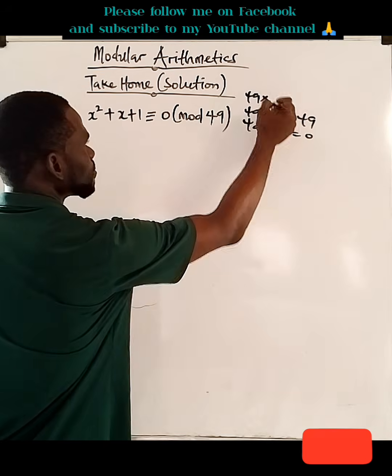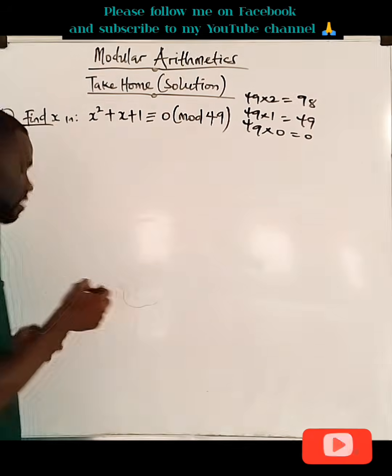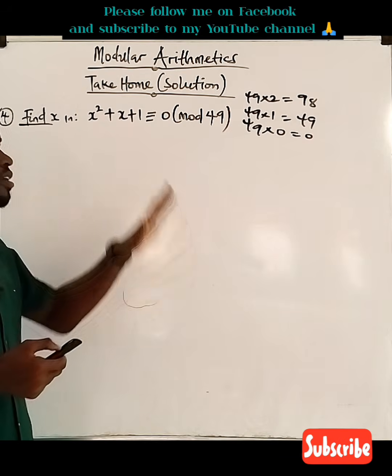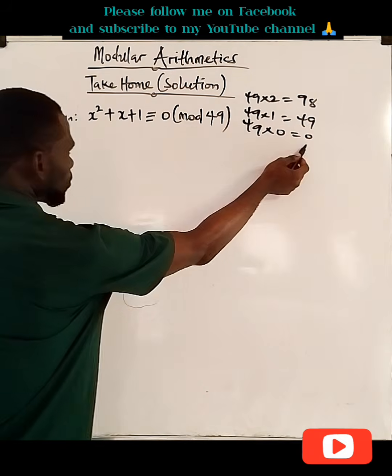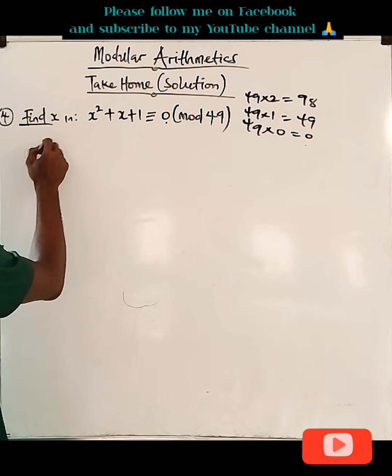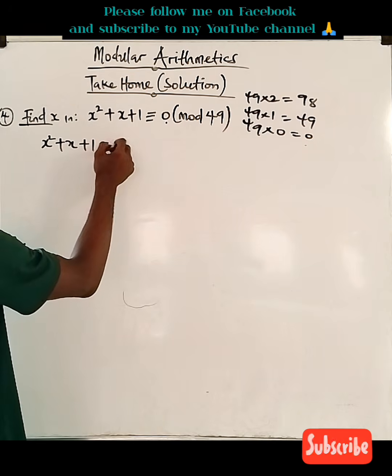Let's get a couple of our multiples. 49 times 2 will give us 98. So let's try out these first three multiples and see if we can get the value of x using them. So we have 0. 0 plus 0 is 0. That's going to be x squared plus x plus 1 equals 0.